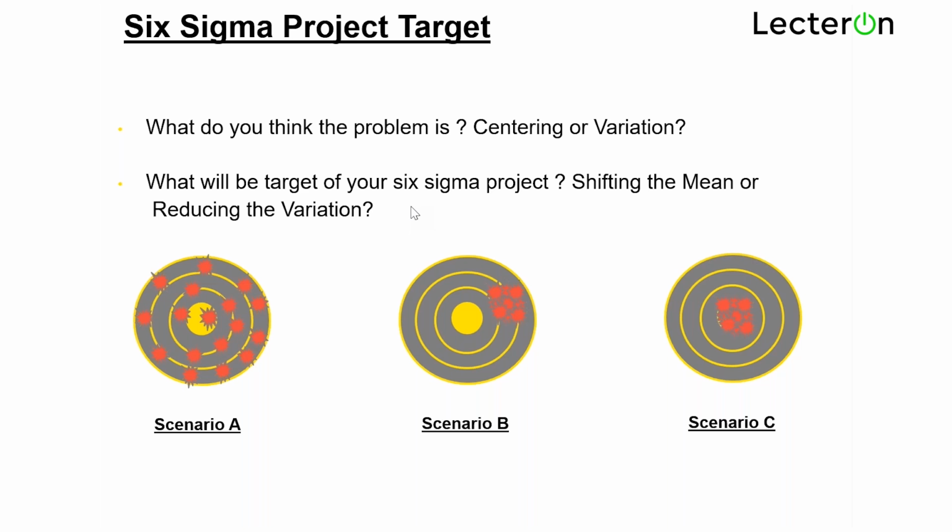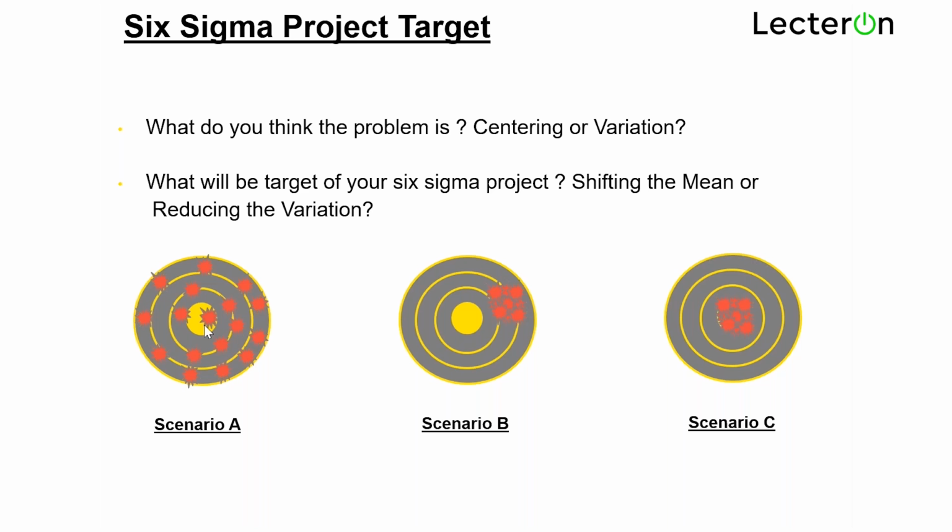So let's look at scenario A, and why. Charles, why don't you go ahead and attempt? What do you think is the problem? What would be the target of your Six Sigma project? Would it be shifting the mean or reduction of variation? So the target is that yellow bullseye right at the center. The red dots, or the red symbols, every time you try to hit this, this is where you land. If your project is something like this, after you've collected the data, what do you think you would do?